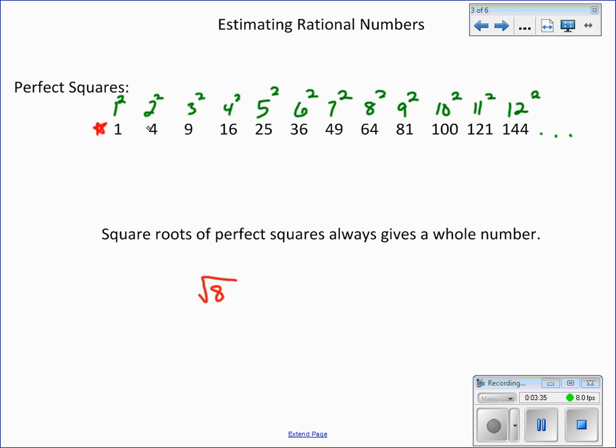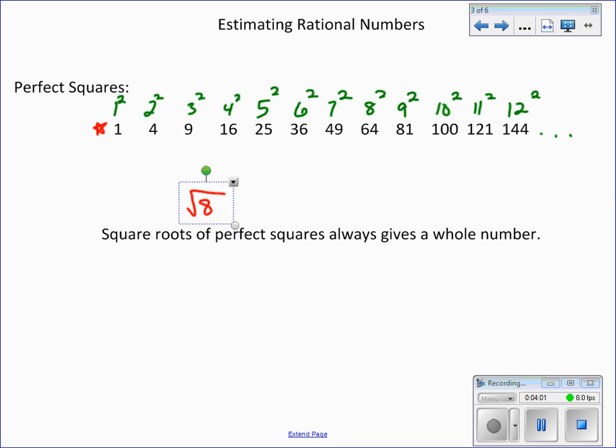So when we find the square root of our perfect squares, they come out to nice, even whole numbers. And it's the whole numbers here before we take them to the exponent. So the square root of 1 is 1. The square root of 4 is 2. The square root of 9 is 3. The square root of 16 is 4. The square root of 25 is 5, and so on.